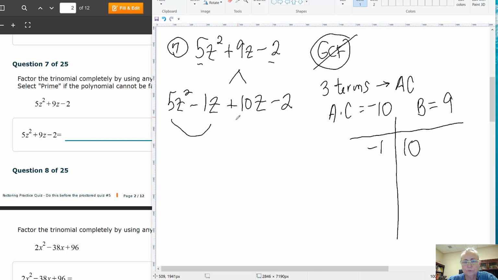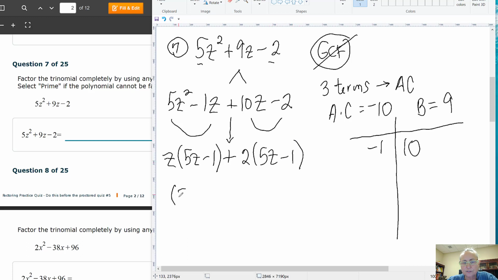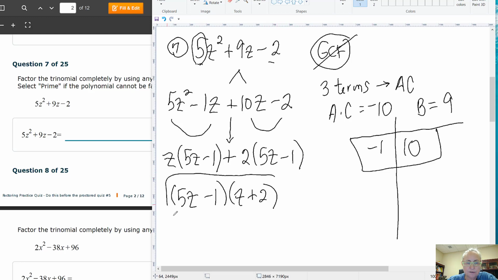Group the first two, drop the middle sign, group the last two. The first two have a z in common: 5z minus 1, if z is taken out. The last two have a 2 in common: 5z minus 1. So my answer is 5z minus 1 and z plus 2. And so you can see I can't go directly to the answer this time. If A is not a 1, you must do the split and do grouping. That's my final answer, 5z minus 1 times z plus 2.